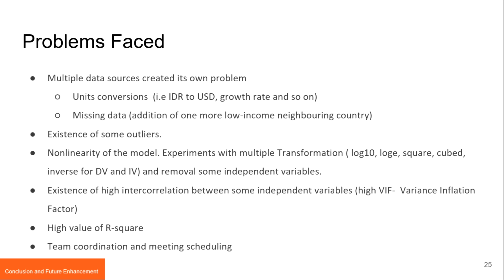There was also high intercorrelation between some independent variables, which was shown by variance inflation factors. These can also be solved using transformation. A high value of R was also another problem. This might be due to overfitting, bias estimation, or trend in time series data. The trend in time series data can be overcome by including a time-related variable in the regression model. Apart from this, there were some challenges in team coordination and meeting schedule, as all of the talks were done online and there were time difference challenges as well.